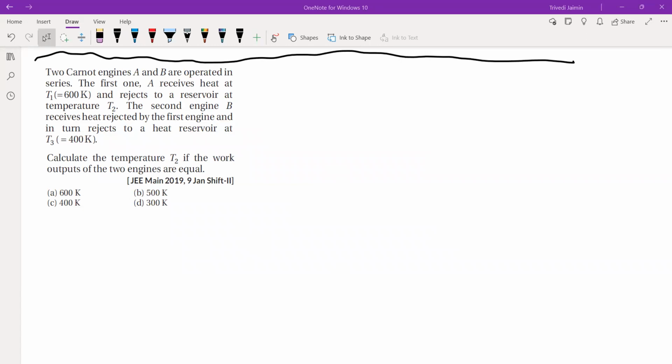Remember the steps, what I'm doing here. First, it is T1. What is given here? 600K. Then reject reservoirs are at temperature T2, and second engine B receives heat from the first engine and rejects at 400K. Fine. This is your T1, 600 Kelvin. It's giving an engine A.